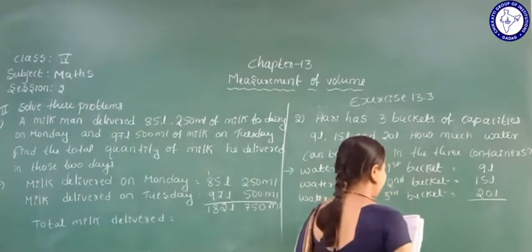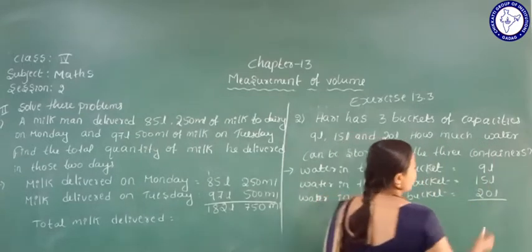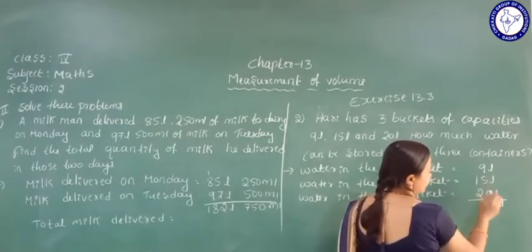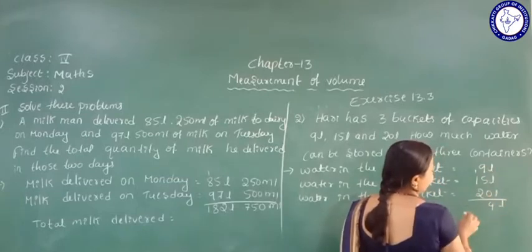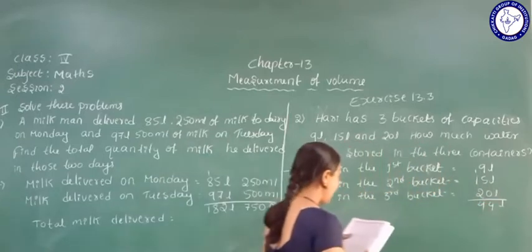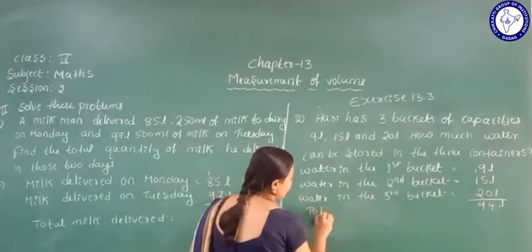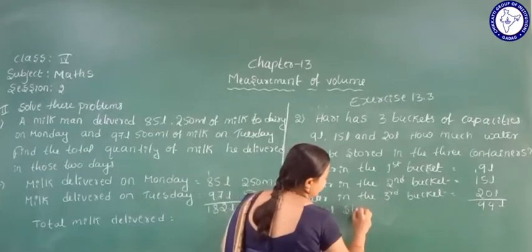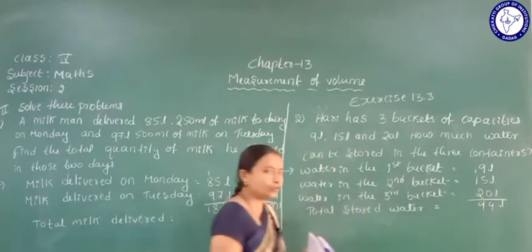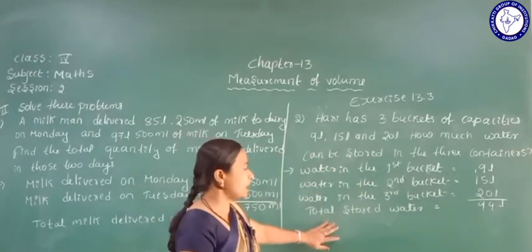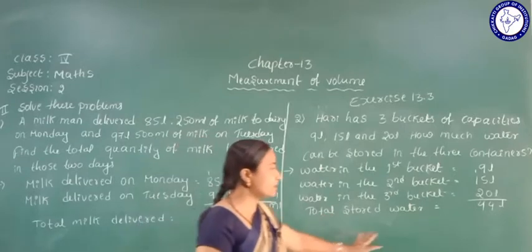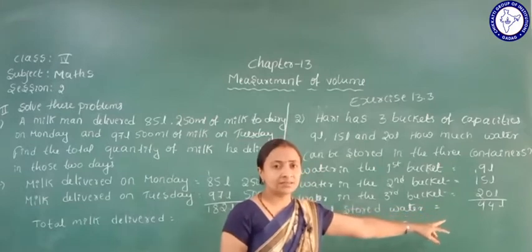So we'll calculate now. Here we will mention liter: 9 plus 5 is 14, give a carry 1. 1 plus 1 is 2, 2 plus 2 is 4. Total stored water is equal to 44 liter. This means Hari has stored a total of 44 liter in 3 containers. Understood this one?